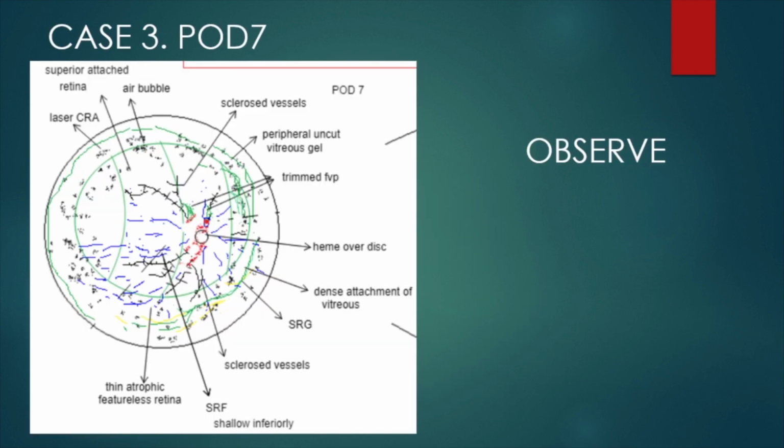Now, in the fourth case which we had seen, there were no obvious retinal breaks present. The traction over the retina was released, and this patient was seen in the sitting position. So, the SRF is seen more inferiorly, which gives an illusion of increase in the subretinal fluid in the post-operative period. So, we decided to observe the patient.